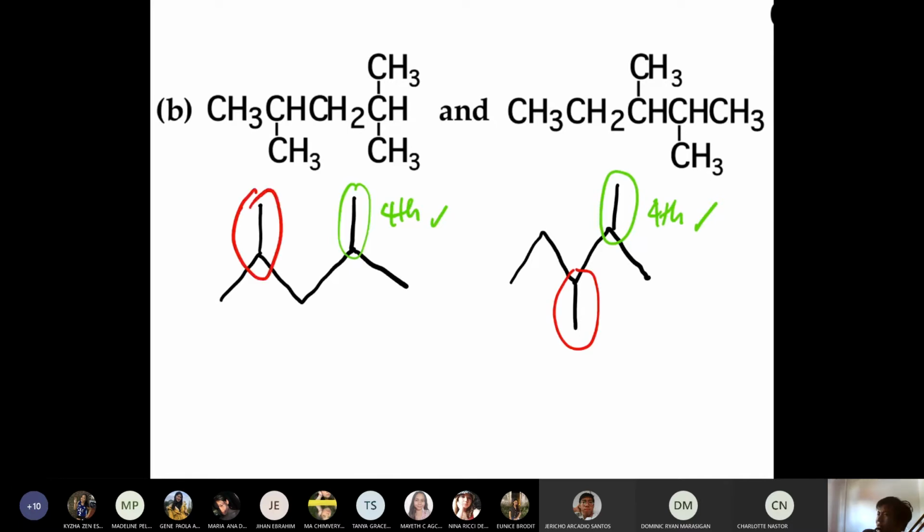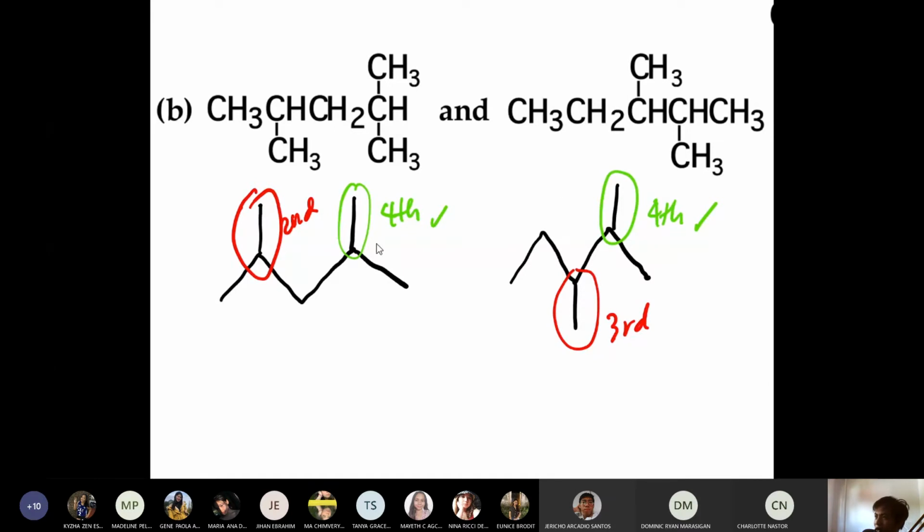Itong naka-red circle. Itong naka-red na carbon group dyan, saan siya nakakonect? Sa second carbon from the left. Ito naman, na-connect sa third carbon from the left. So, magkaiba yon. Bakit? Kasi magkaiba yung carbon na dinudugtungan nila eh.